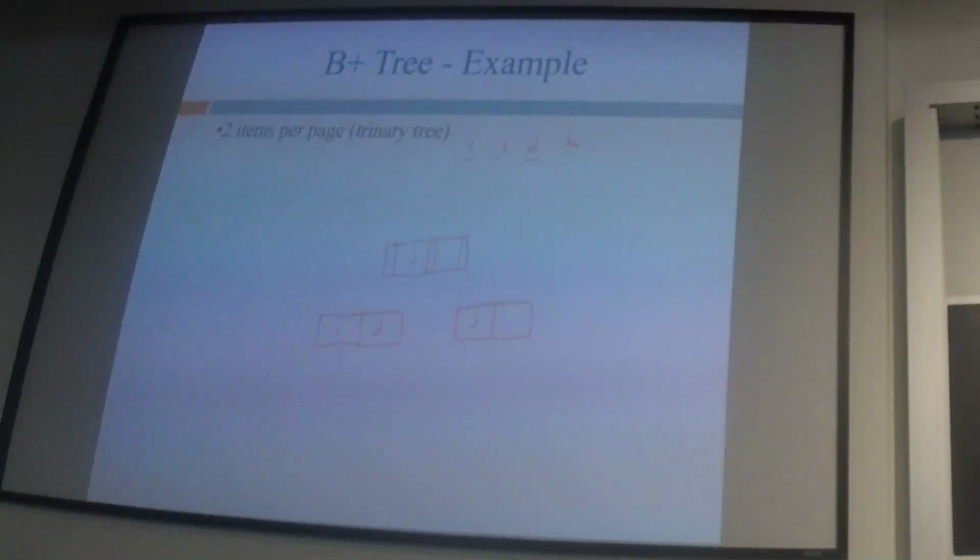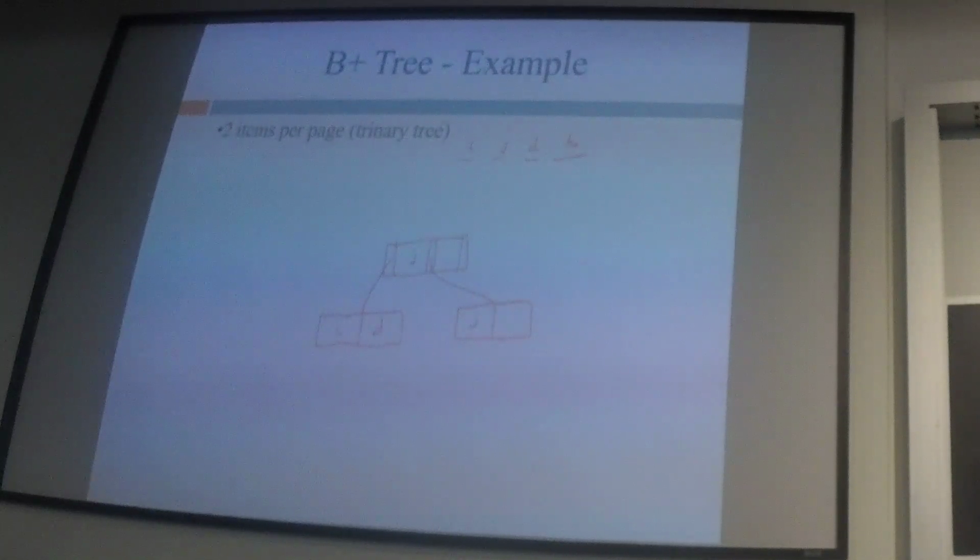So now this pointer goes to here, and this pointer goes to there. Okay? I have a perfectly balanced tree, and I didn't have to do any tree rotations or anything. Let's see. Next is adding B.